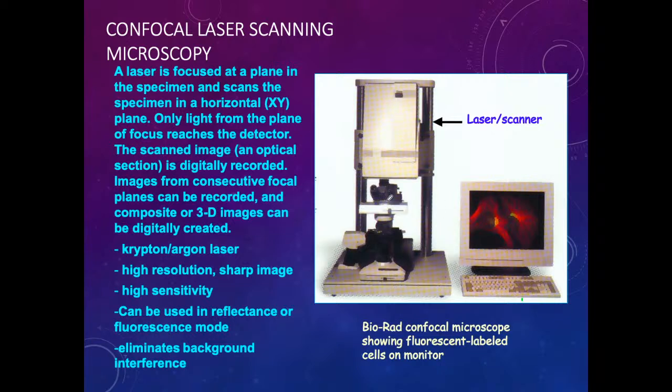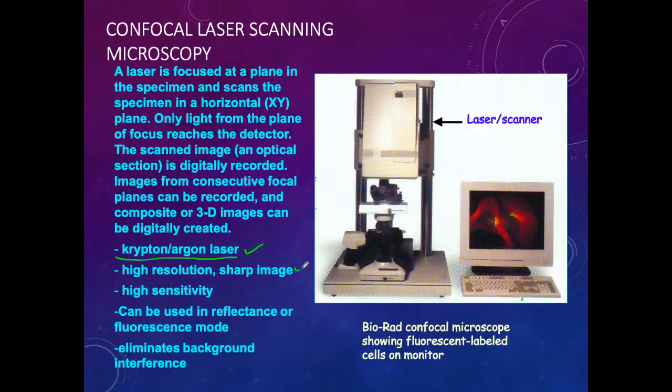Laser light is brought onto the sample. Only the light from the plane of focus reaches the detector, and the scanned images are digitally recorded. The images from consecutive focal planes can be recorded and we get a 3D image out of it. And for the laser we use krypton and argon. There are some cylinders there which keep supplying krypton and argon.